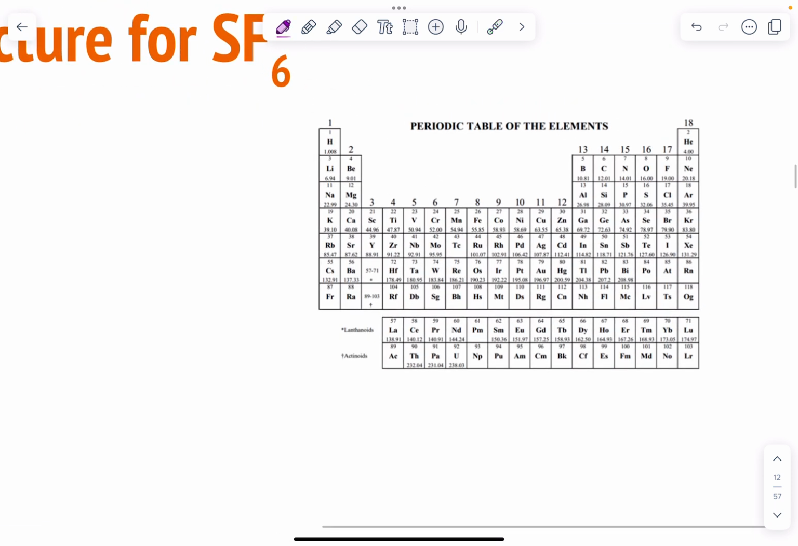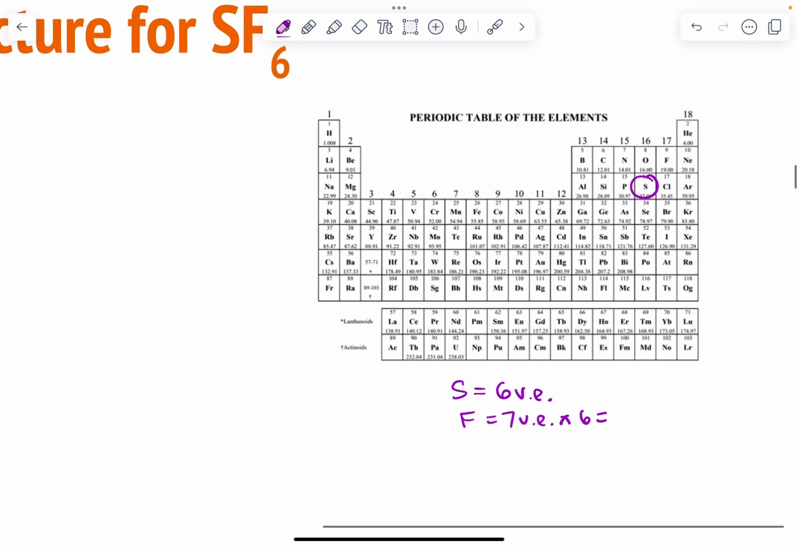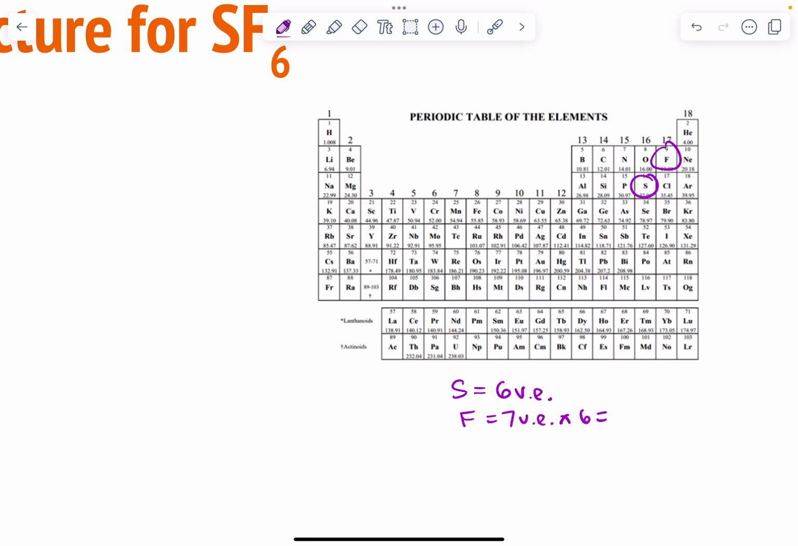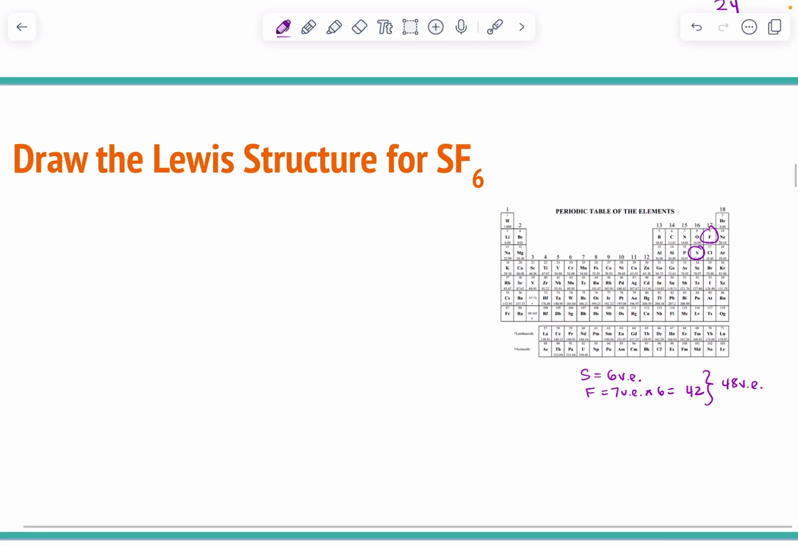All right, moving on to SF6. So sulfur is going to have 6 valence electrons. Fluorine is going to have 7 valence electrons. And there's 6 fluorines here. So 6 times 7 is 42. And 6 valence electrons means that this is 48 valence electrons that we have, okay? All right, so sulfur, again, going to go in the center. Typically the first atom in the formula is going to go in the center. And now I have 6 fluorines, okay?